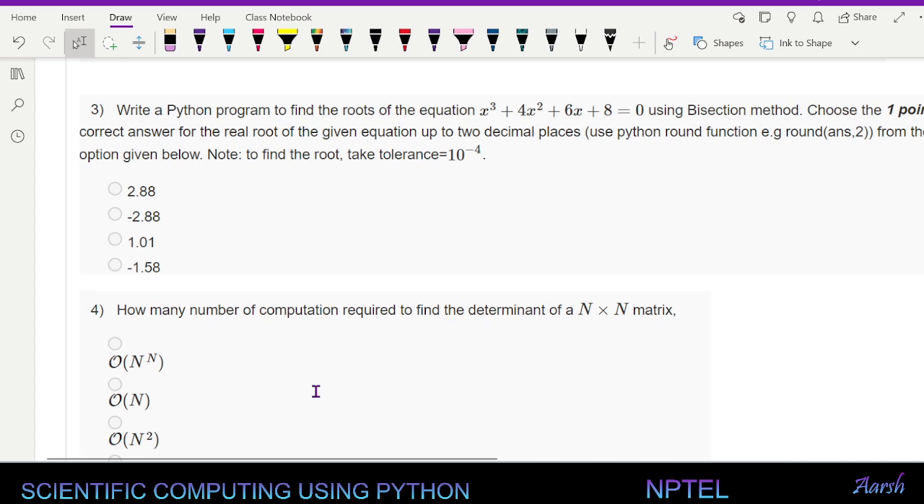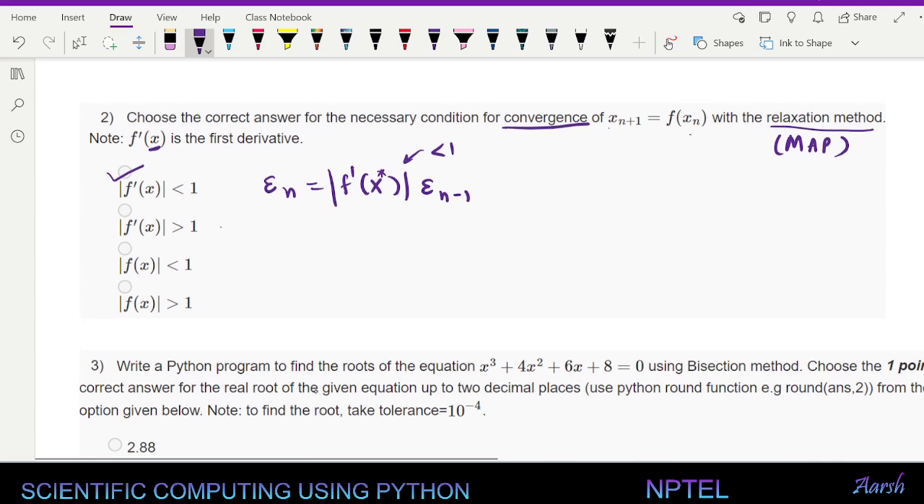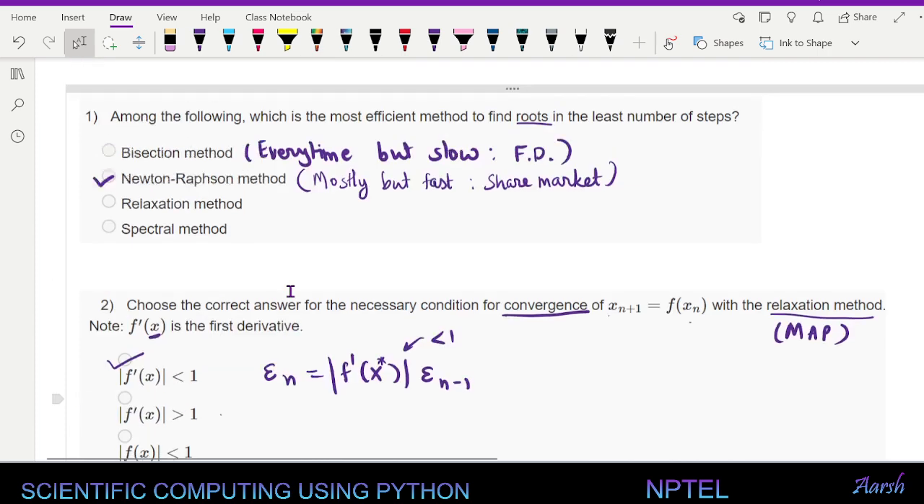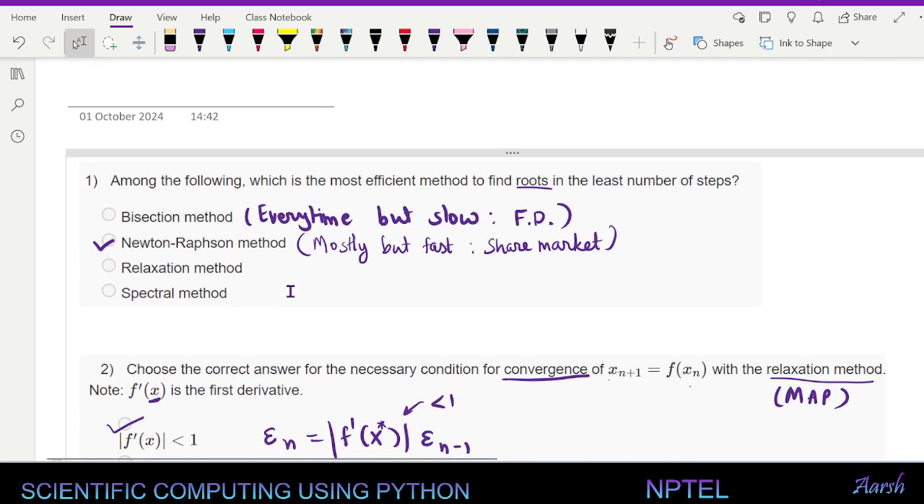Okay, third one, write a Python program to find the roots. This we will do later. Arsh, can you show me that above screen because I got disconnected. Question number 1 is, which is the fastest method to get the roots? Okay, it just started now for the question answer session. Yeah, it has just started.